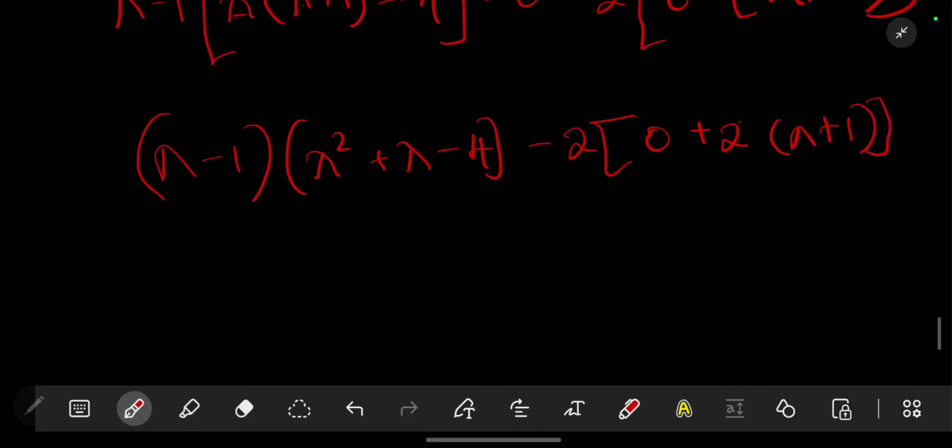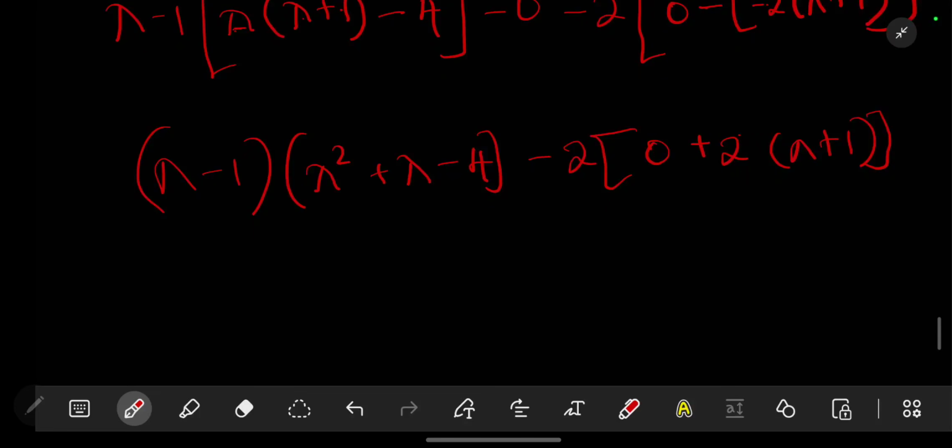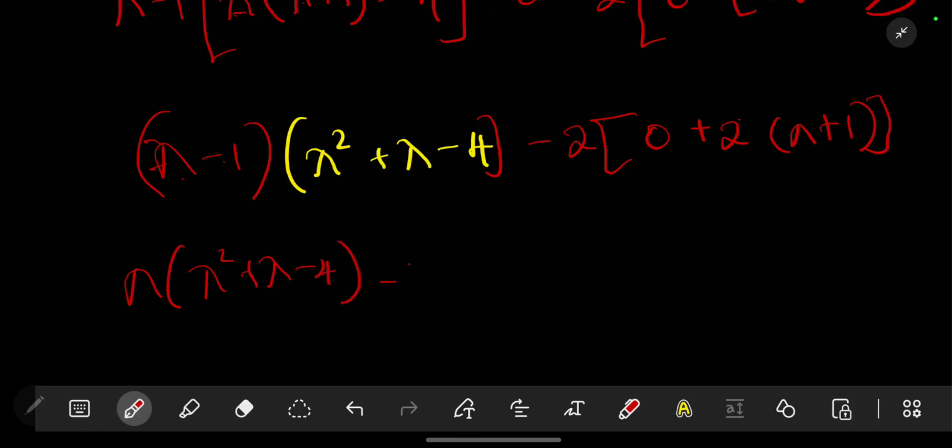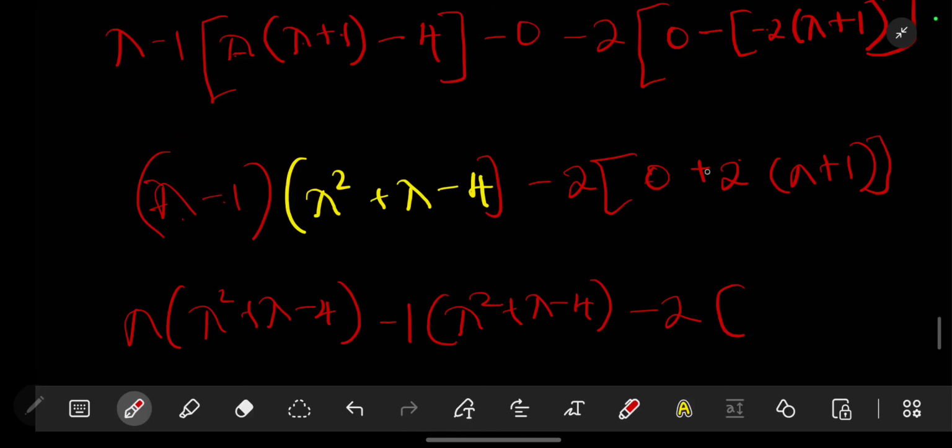So what we are going to do from here is multiply. This lambda multiplies everything that is in here, up to here. So we have lambda multiplied by lambda squared plus lambda minus 4. Then negative 1 also multiplies everything, so we have lambda squared plus lambda minus 4. Then we have minus our 2 (open bracket, 0 plus 2 is still 2), so we have our 2 by the lambda plus 1, like that. Okay, so this is okay.